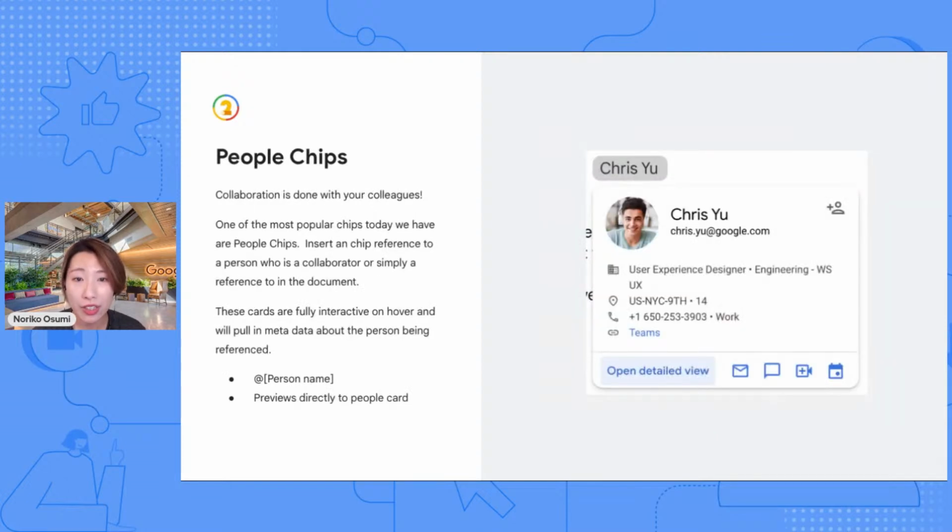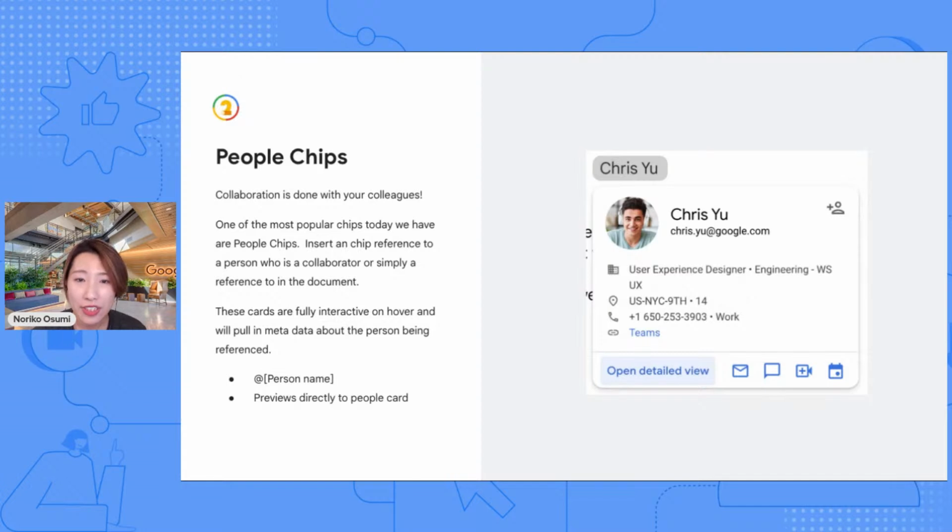The next one here is the people chips. At the end of the day, collaboration is done with your colleagues, and you work with your colleagues each and every single day. One of the most popular chips that we have today is those people chips, the way that a user can actually insert people chips, again, using that @ sign.